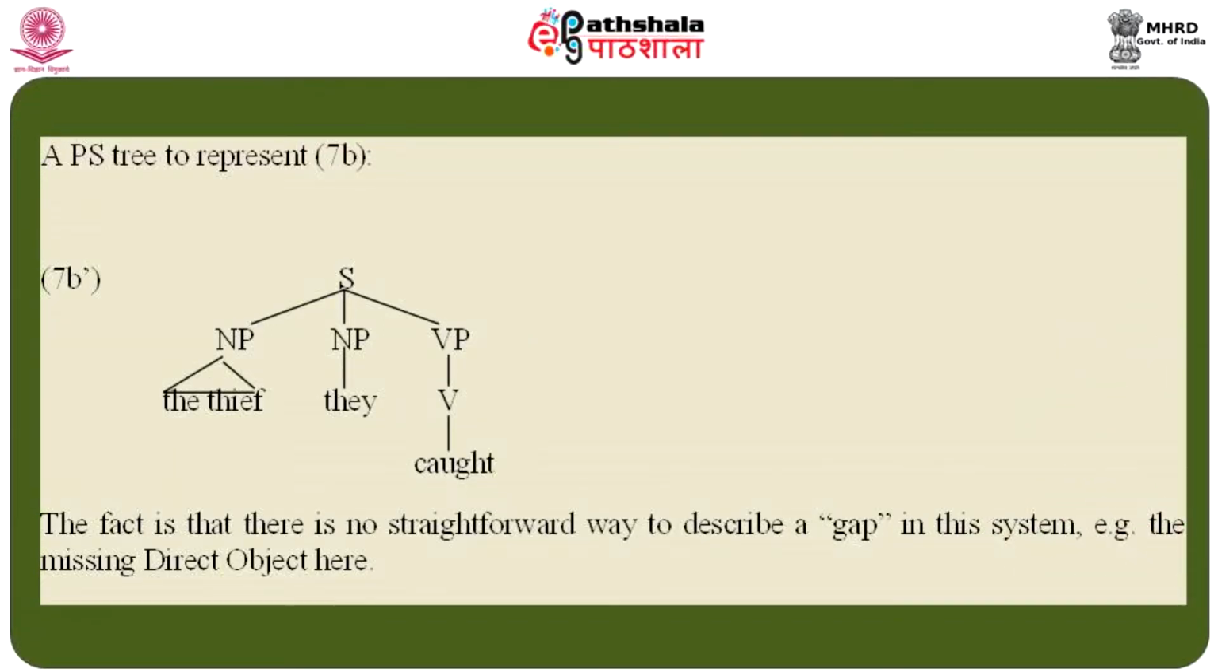If we try to write phrase structure rules to generate such sentences, we shall get into a hopeless muddle. Try drawing a PS tree to represent the sentence, the thief they caught. This is how the sentence will look like, as you see it on the screen. The fact is that there is no straightforward way to describe a gap in this system. For example, the missing direct object here.